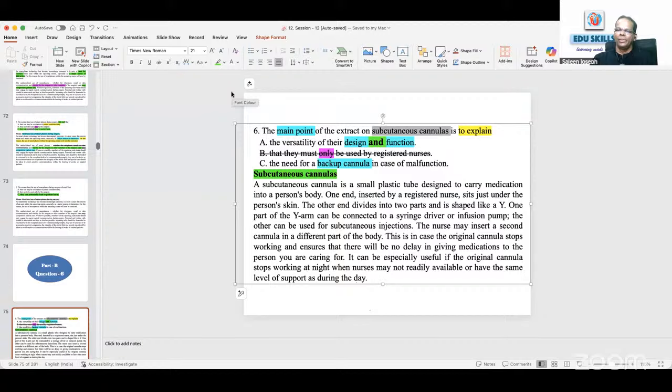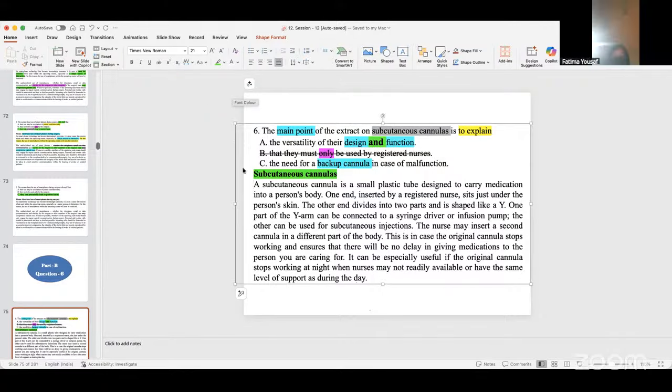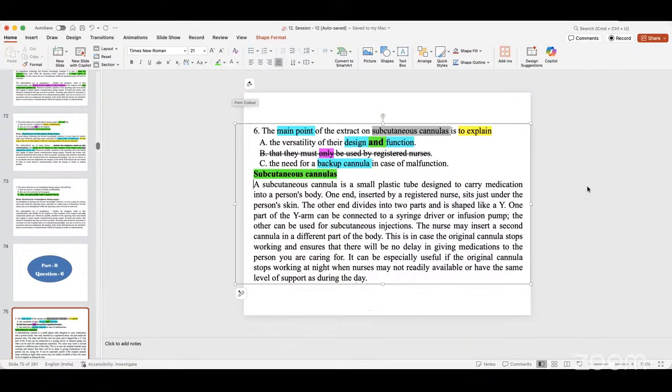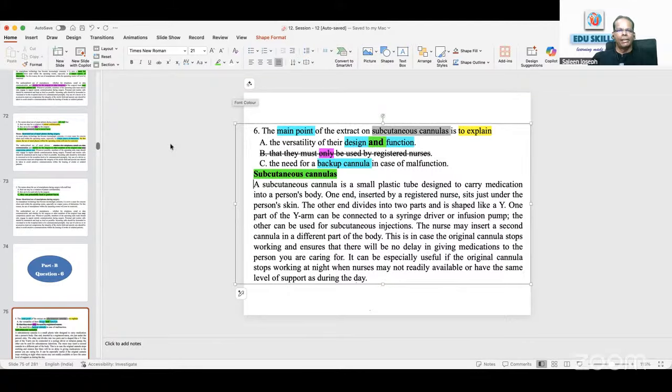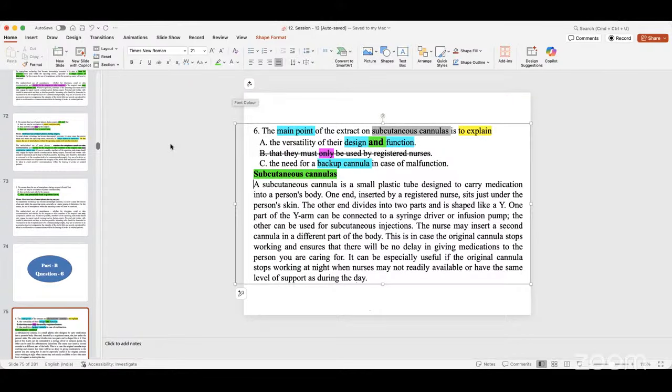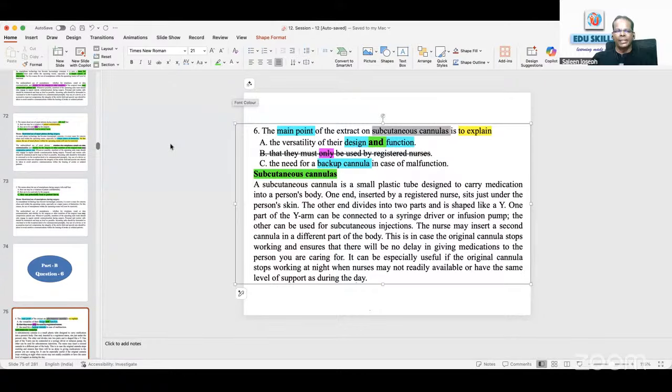Okay, let's see. Who has got a powerful smile can smile and read so that the screen will not black out. Nobody has smiled, then I'll stop. Subcutaneous cannulas. Okay. Sorry, that person has internet issue. Somebody else. One who is reading now has internet issues, not audible.